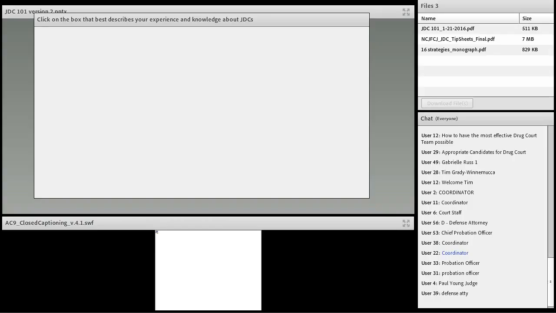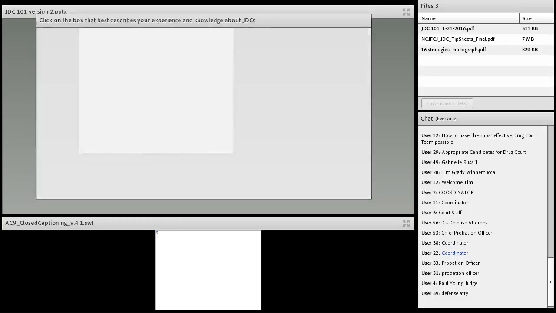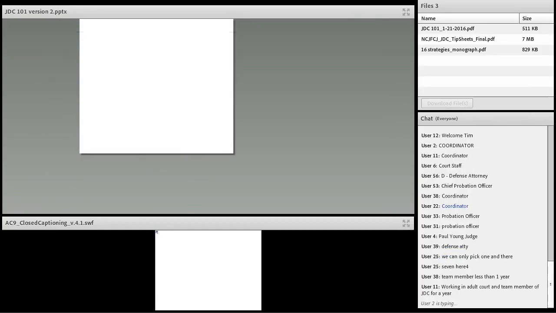And so most of you are folks working in courts. Some of you are working in adult and juvenile or making that transition. And it looks like we have a pretty good base of folks that have been on their team for a long time, or at least more than a year, and some that have been on for less than that. So thank you all for voting in the poll.